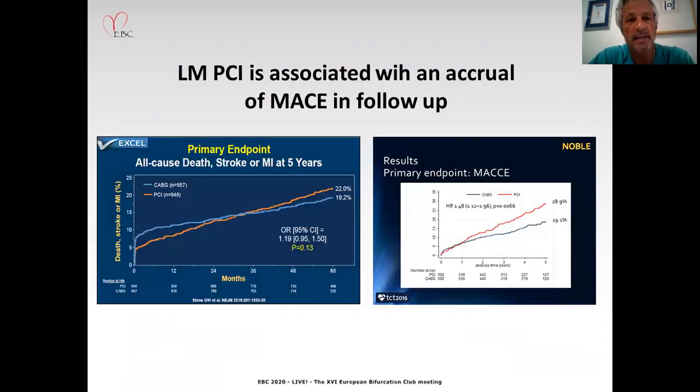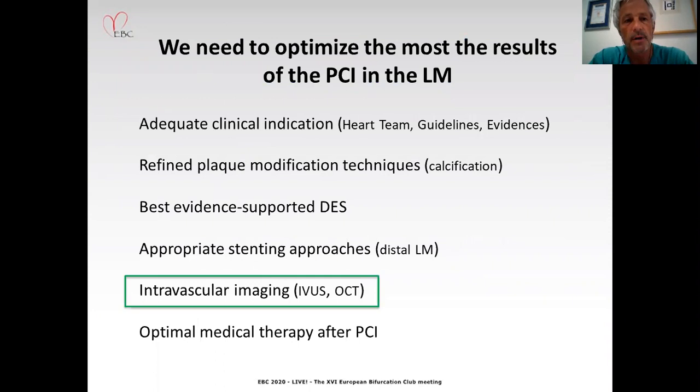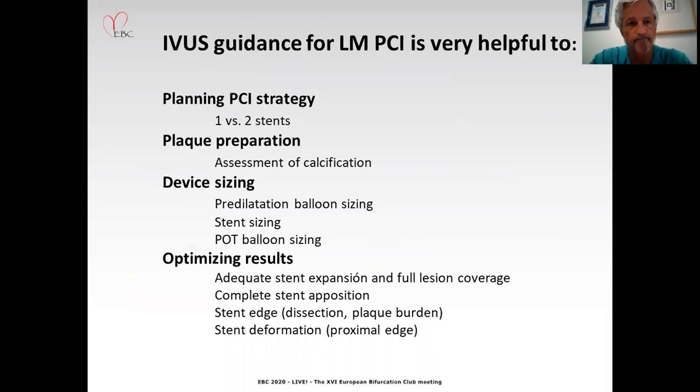As you know, LM PCI is associated with an accrual of MACE in the follow-up, as you can see clearly in these slides from EXCEL and NOBLE trials at 5 years follow-up. So we need to optimize the results of the PCI in the LM through an adequate clinical indication, refined plaque modification techniques, the use of the best evidence supported drug-eluting stents, appropriate stenting approaches, the use of intravascular imaging, and the application of optimal medical therapy after PCI.